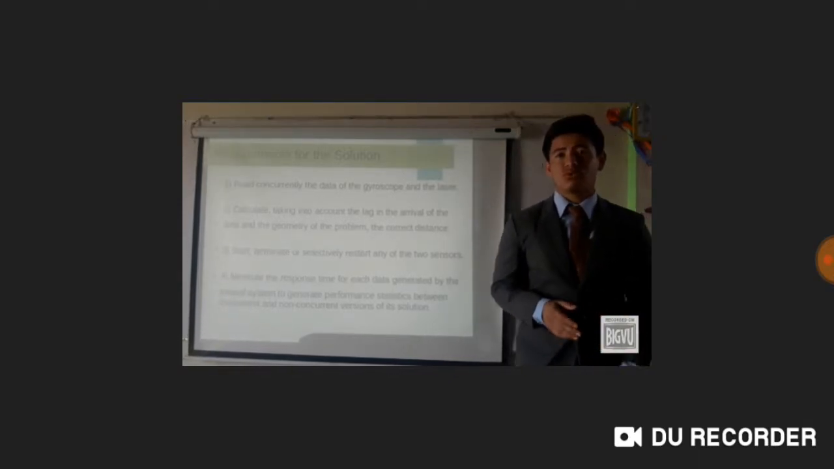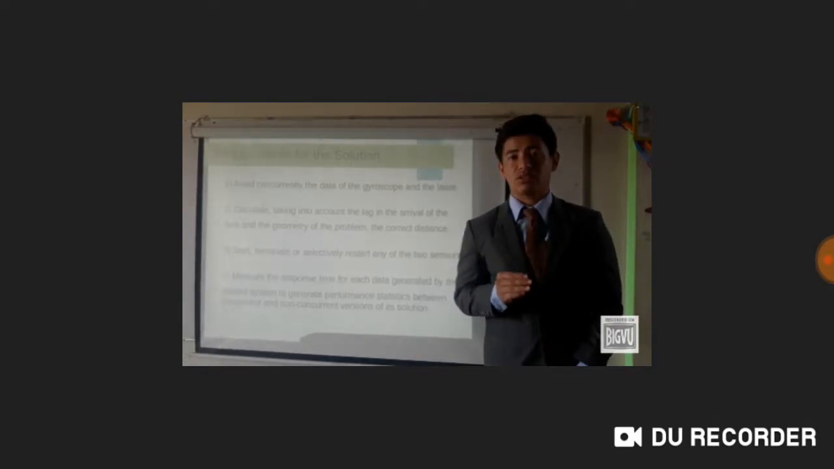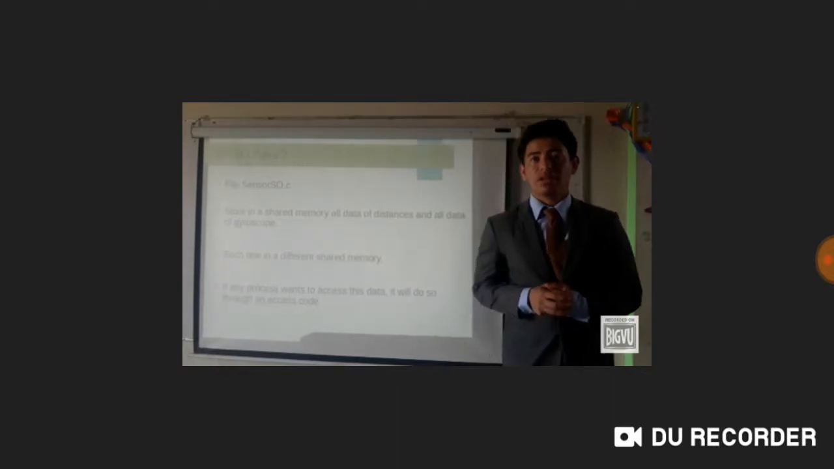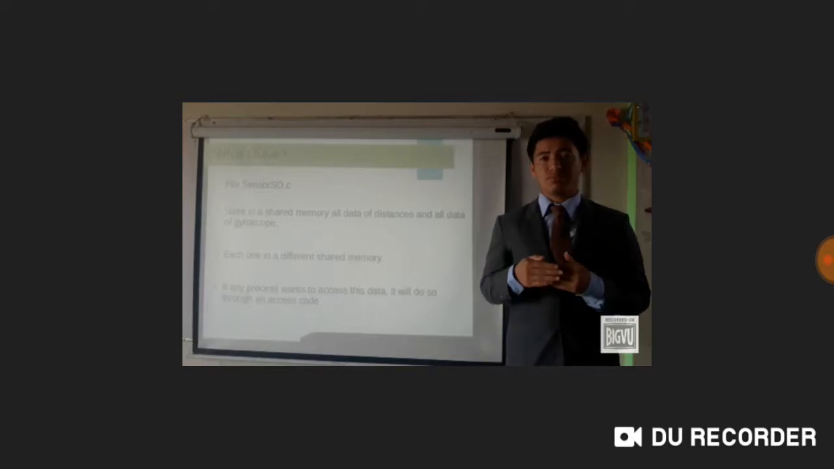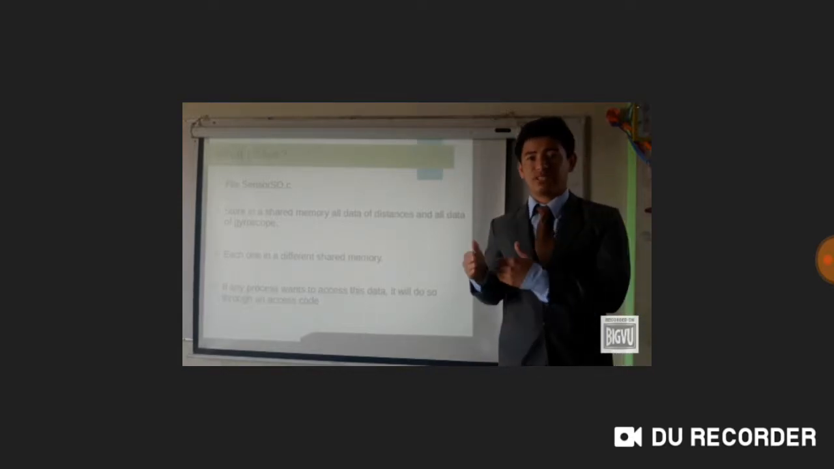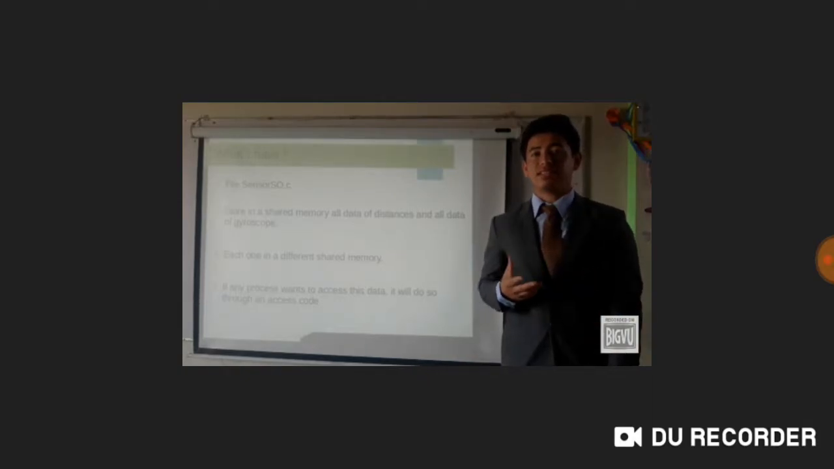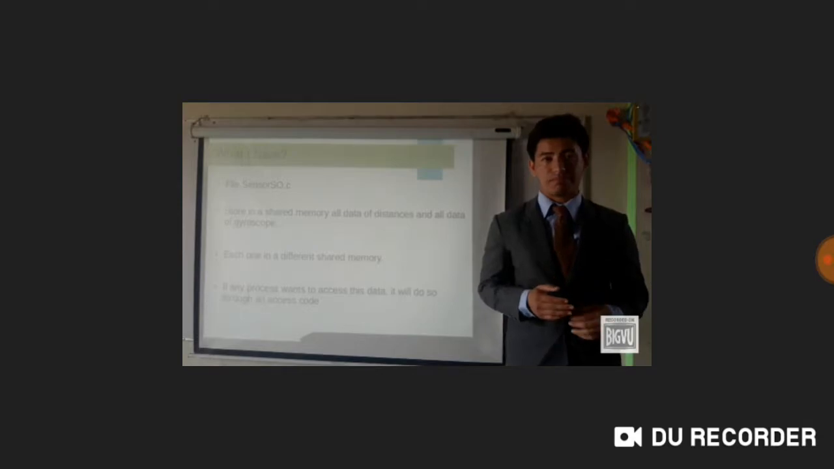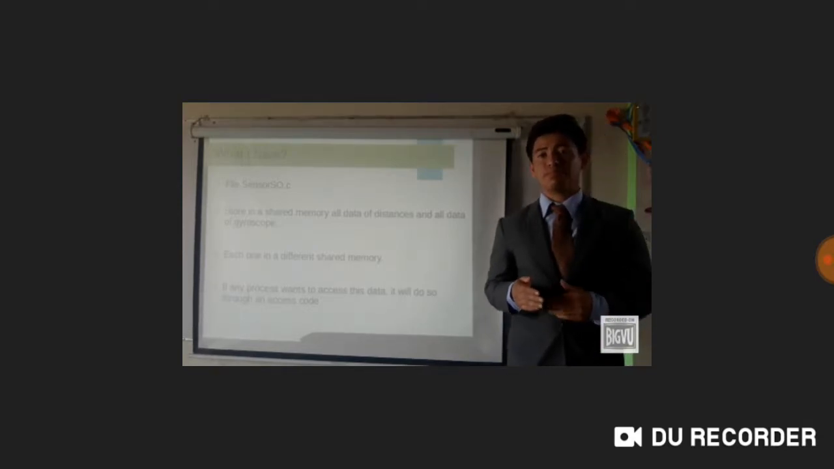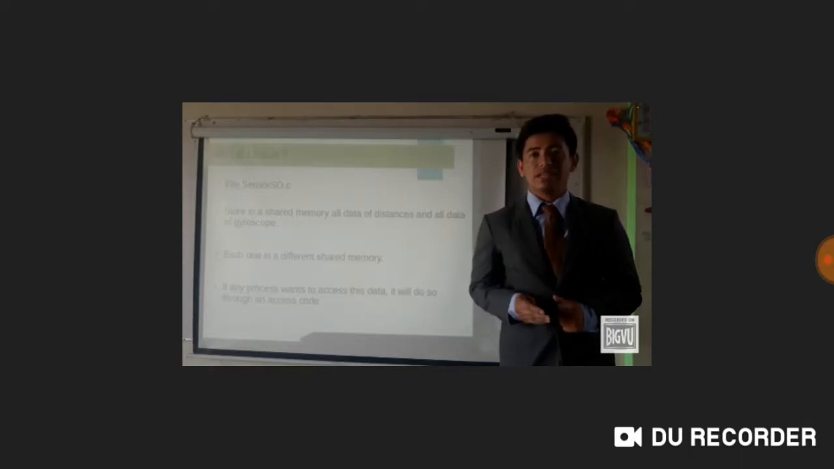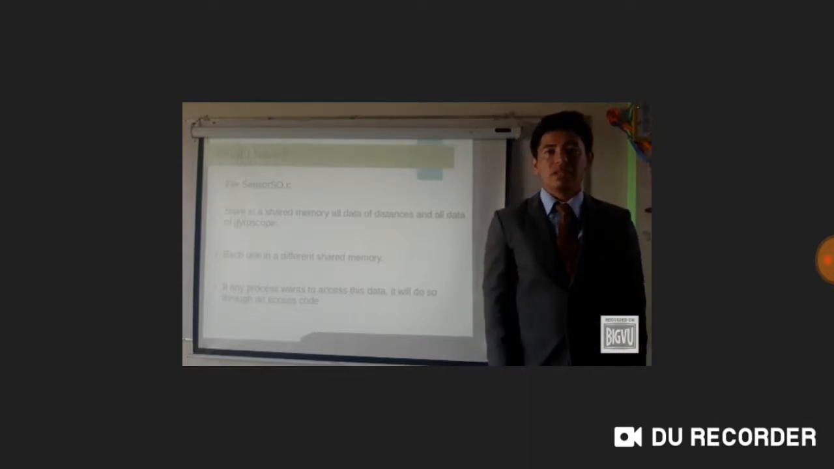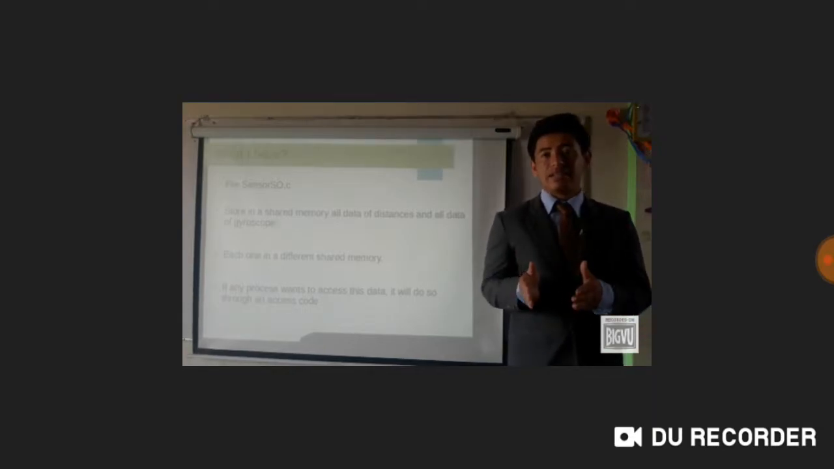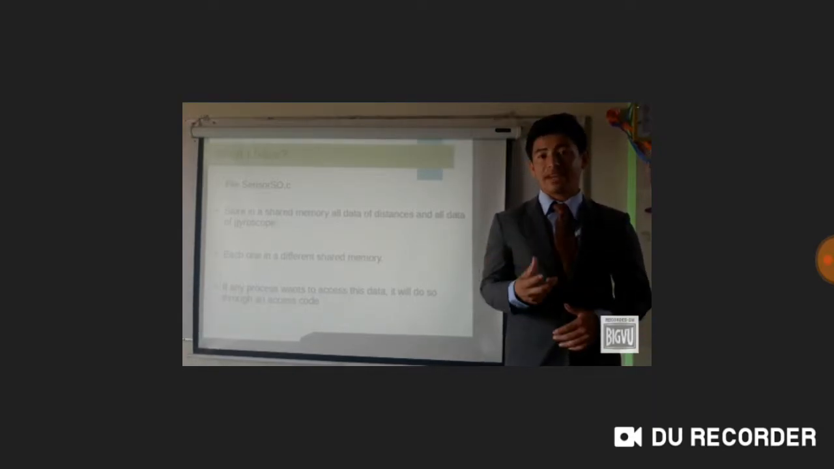Before proceeding to explain my solution, it is necessary to know what we have. First, we have a file, sensor plus Z, whose functionality is to simulate the data that both the laser and gyroscope generate, always taking into account that the distance is generated 2 times faster than the gyroscope. Each generated data is placed in a shared memory, one to store the distance and another to store all data of the gyroscope. If any process wants to access the data, it will do so through an access code.